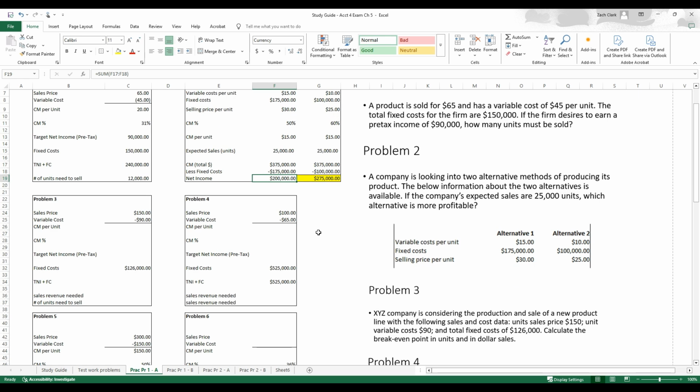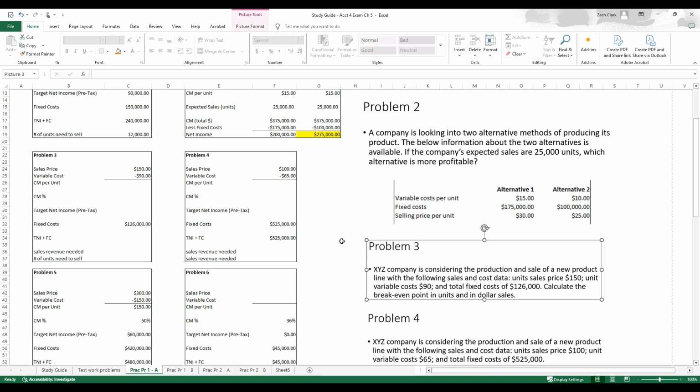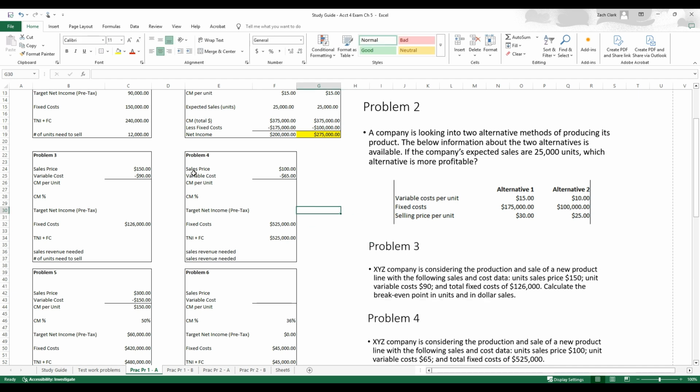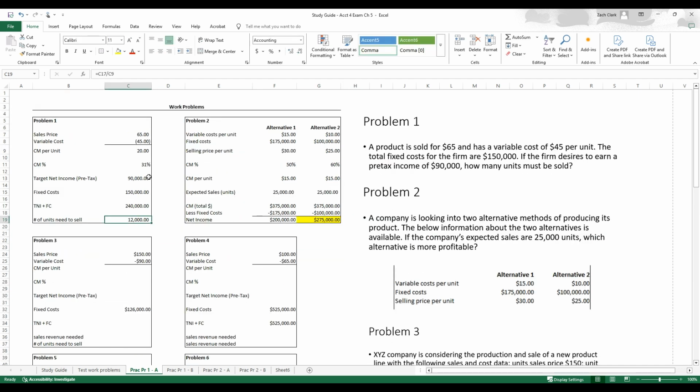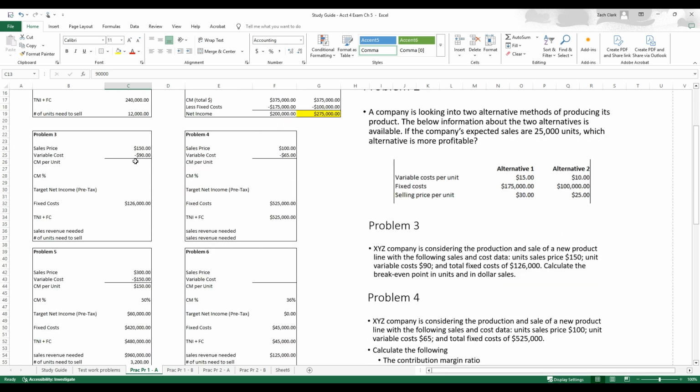All right, let's go down to look at number 3. In problem number 3, it tells us that the company is considering the production and sale of a new product, and we want to figure out what the break-even point in units and dollar sales is going to be here. We did figure out break-even point, but then we also added in a target net income above in problem 1. In this problem, we're just going to figure out break-even point, but we're going to do it in total dollars and in number of units.